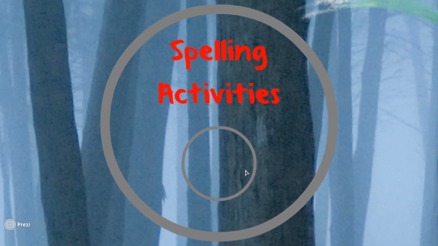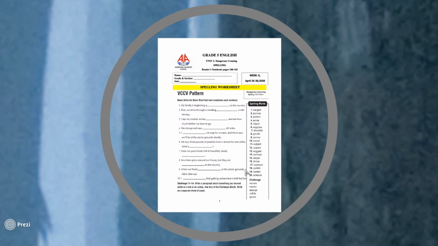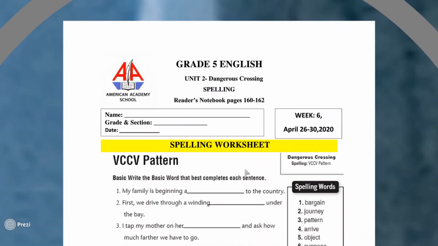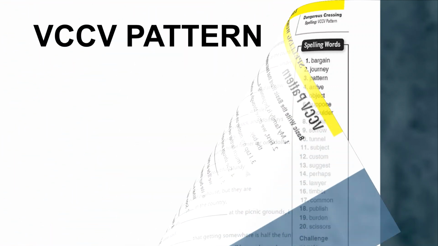Again, we have spelling activities. So let's go to the first spelling activity. So here it is. We have the VCCV pattern. So what are you going to do with the VCCV pattern? I'm going to explain to you right now with a PowerPoint presentation. So I'm going to explain right now what is VCCV pattern. So VCCV pattern is the following.